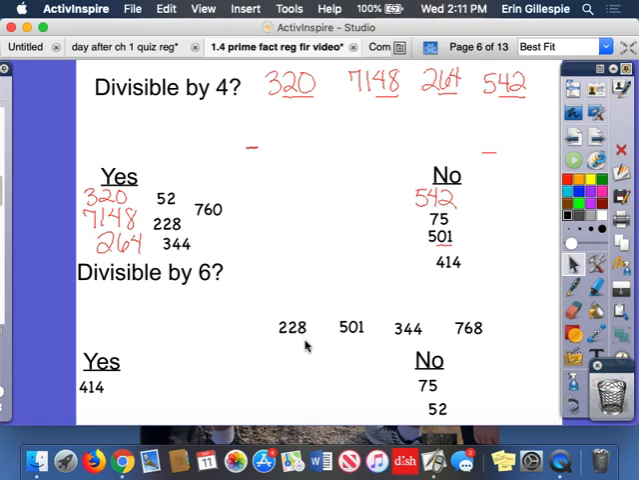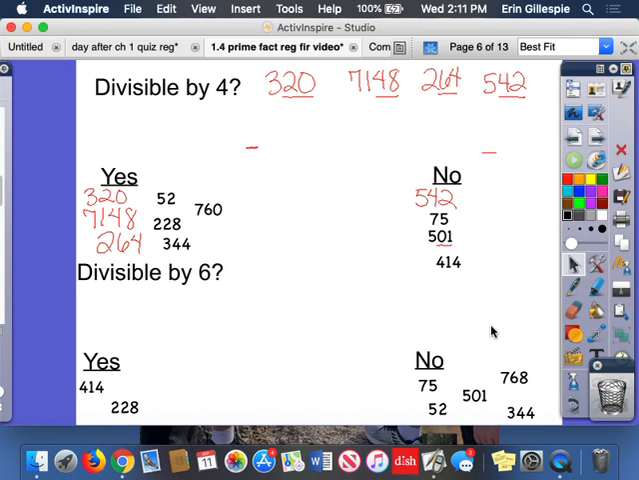228 is even. Can I divide it by 3? Well, 2 plus 2 is 4, plus 8 is 12. Yep, I can divide 12 by 3, so that means it's divisible by 2 and 3. It's divisible by 6. 501 is odd, so it's a no. 344 is even. 3 plus 4 is 7, plus 4 is 11. Well, can't divide 11 by 3, so that's a no. 768 is even. 7 plus 6 is 13, plus 8 is 21. So that one's a no. So just 2 answers there that can be divided by 6.